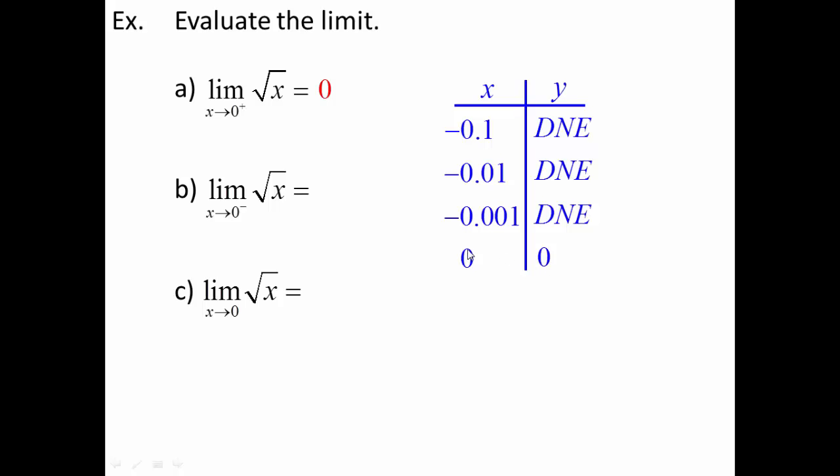So here's a situation where at 0, it's 0, but as we approach 0, it's D and E. Therefore, the limit is not about what this guy is, it's about what these guys are, so D and E. And then to evaluate the limit, are these the same or are these not the same? Therefore, the answer would be D and E.